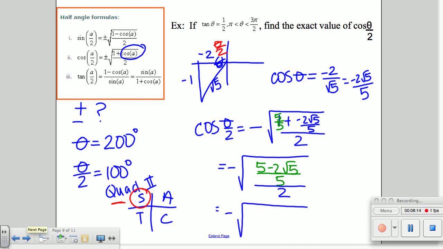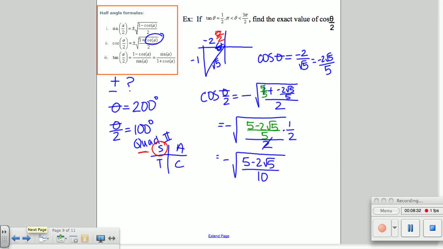Now, dividing by 2 is the same thing as multiplying by 1/2. So we get 5 minus 2 root 5 all over 10. If I look a little bit further, I can't really do much else. Normally we don't like to leave a square root under a square root, but for this class, we'll say this is far enough. So we'll just leave our answer right there at negative the square root of 5 minus 2 root 5 all over 10. And that would be our exact answer.